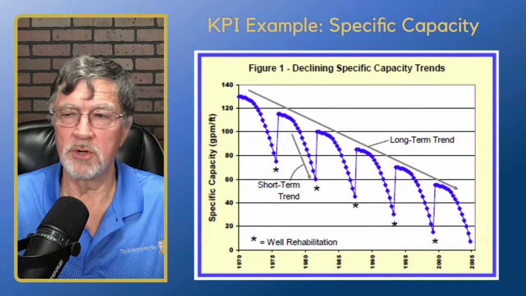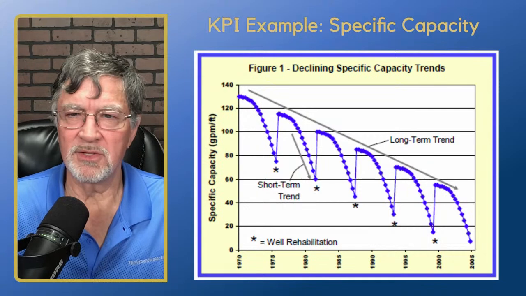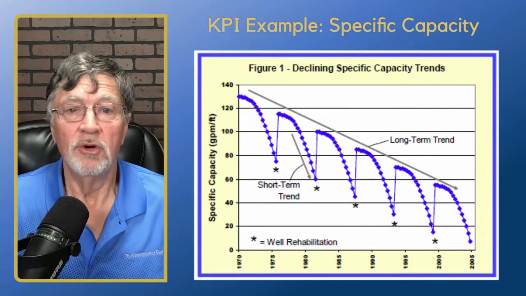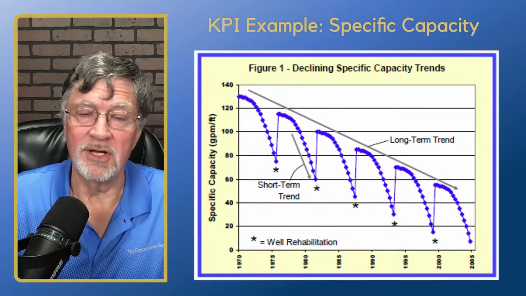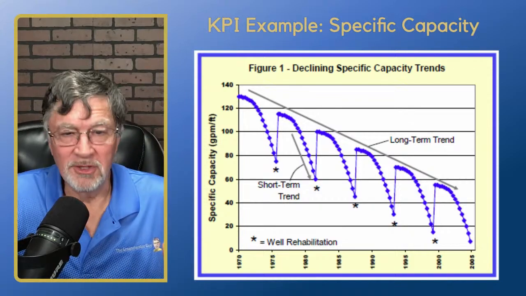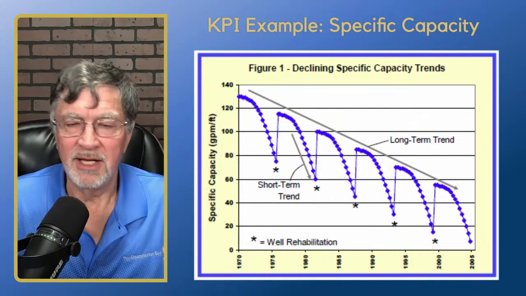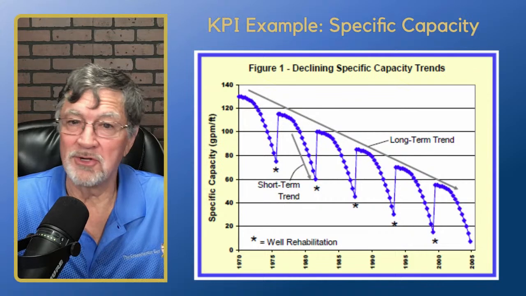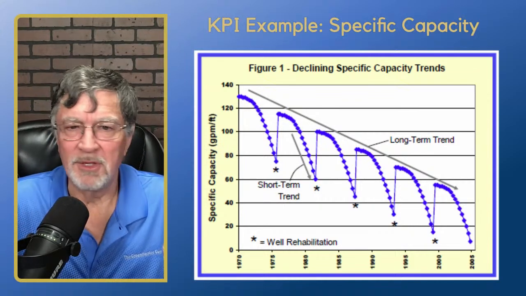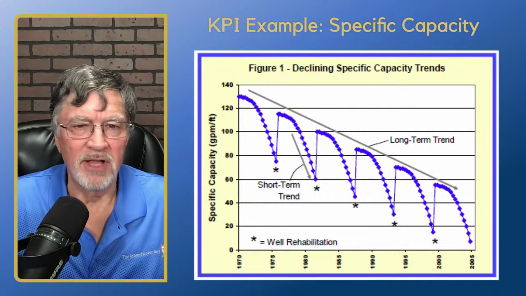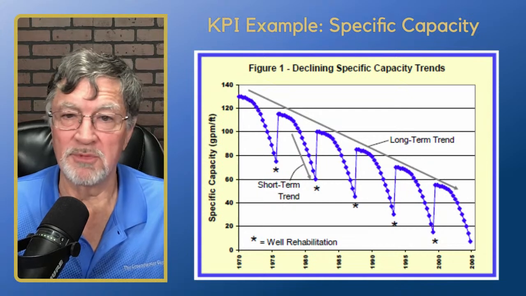So this is where tracking KPIs, in this case, specific capacity, really comes into play, and it's a useful tool. Very visual. You can look at this, you can sit down in a meeting and you can discuss your trends and say, hey, we're getting down here. Our chart is showing we're losing 10 to 15% in our specific capacity since our last well rehab. We need to start thinking about doing this again before it becomes too bad.